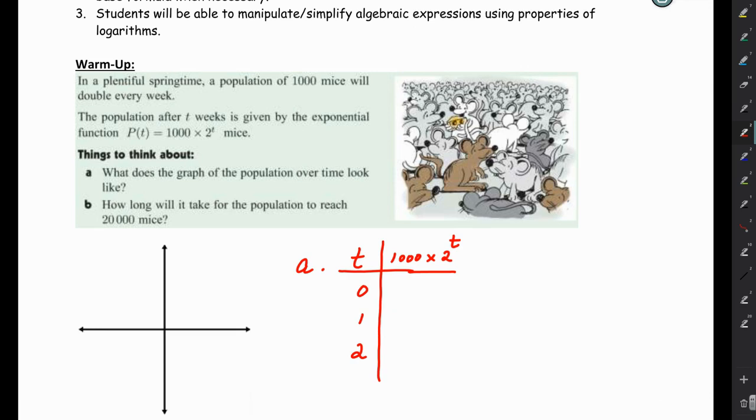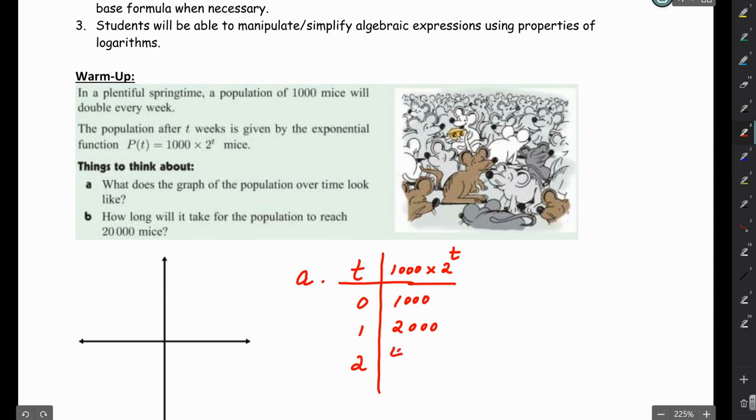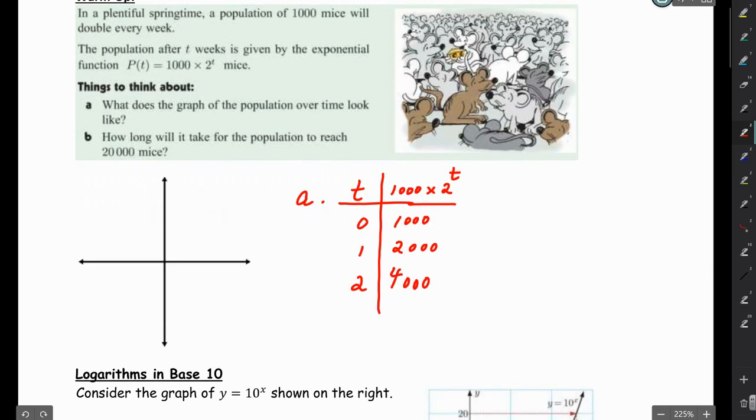If we put 0 into that function, we get 1,000. If we put 1, we're going to get 2,000. And if we put 2 in, we're going to get 4,000. We're going to just do a very rough sketch of the graph, not to scale. All right, so we plotted our points and we're looking at our graph. This is the answer to letter A, what the graph looks like over time.